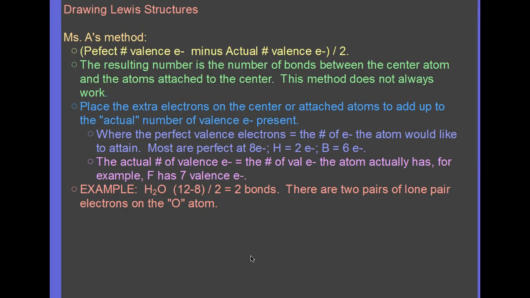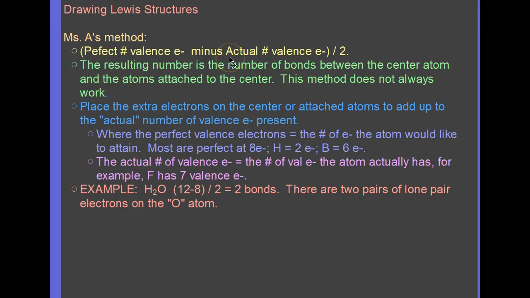So this is how I draw Lewis structures. There are other ways to do it. I find this to be the simplest way to do it. It doesn't work all the time, especially if you have an expanded octet going on, but you can pretty much figure that out once you get the basics down. So what I do is I take the perfect number of valence electrons each atom in a compound should have, and that's almost always 8, except for hydrogen is 2 and boron is 6.